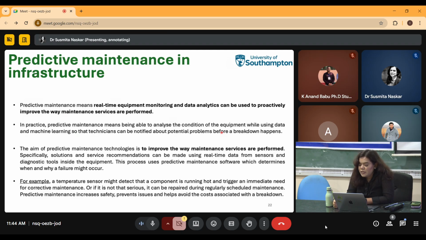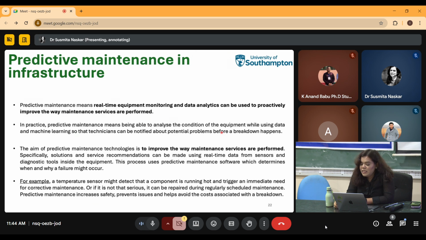Okay. For example, you can imagine a temperature sensor detecting that a component is running hotter than normal. This information could immediately trigger corrective maintenance of the issue, right? Or, whether it is a minor one or a major one, it could allow the repair to be planned for the next scheduled maintenance period, right?